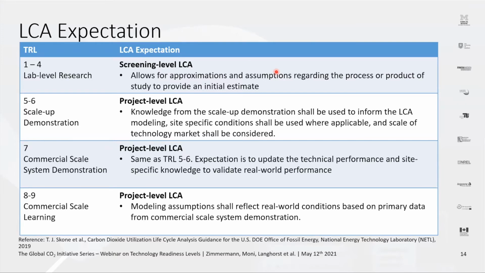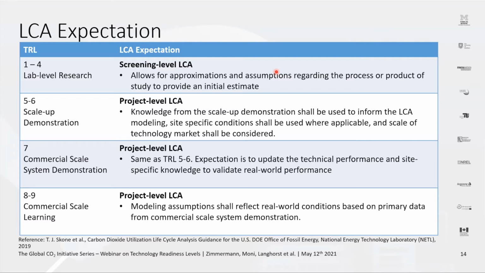When the technology has matured a little bit, at TRL 5 or 6, when we have a pilot scale setup, then we can call it a project level LCA, and the knowledge from scale-up demonstration can be included in the LCA or TEA modeling. The site-specific conditions, or how the scaled-up technology market will be, can be considered, and it can provide a more detailed analysis there.